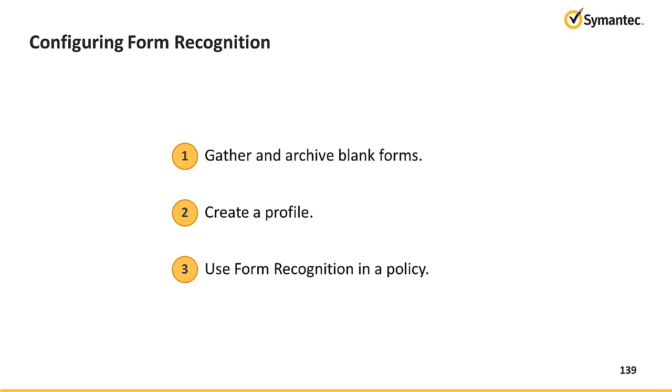There are three primary steps to configuring form recognition in Symantec DLP. First, gather and archive blank forms. Second, create a form recognition profile. And third, use form recognition in a policy. We'll discuss each of these steps in more detail here in this lesson.